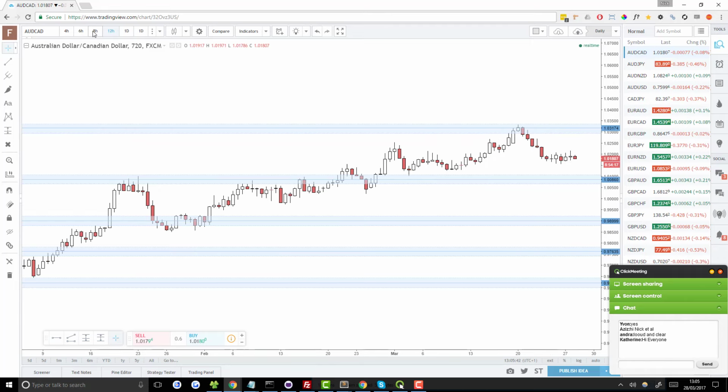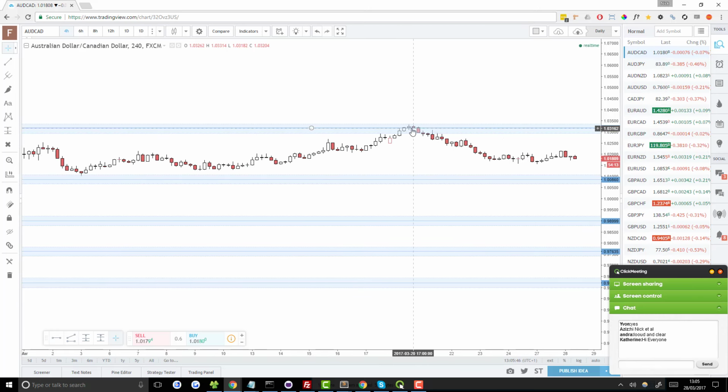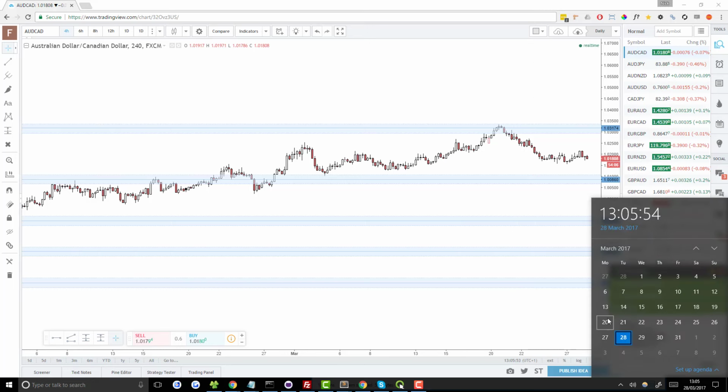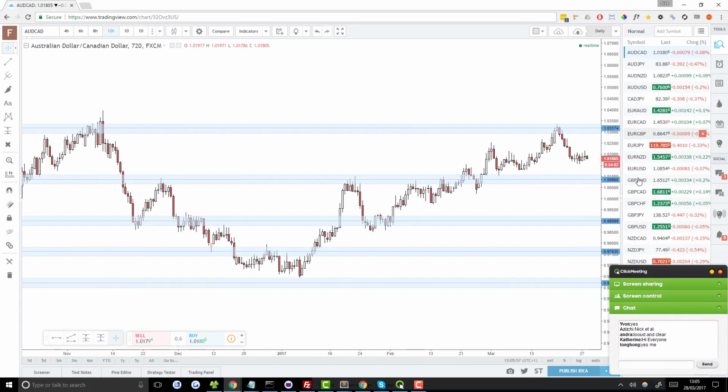So what's up with AUD CAD? AUD CAD is in between two support resistance areas. Did anyone short AUD CAD, by the way? When was this short? This short was on the 20th, so that would be last Monday. Anyone short? That was a pretty good trade.